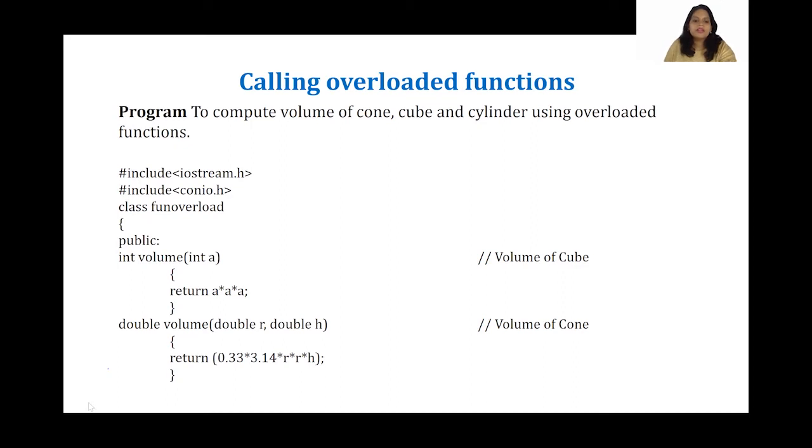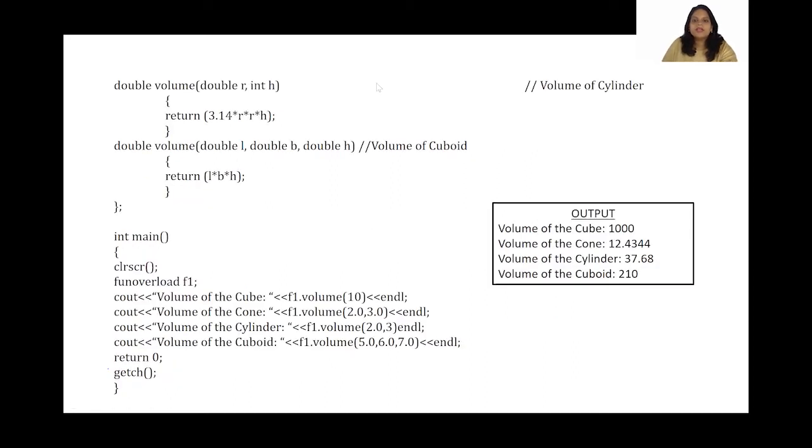Next, the third function which we have is also volume. Here also we are returning a double. Remember, we already have one function which is returning double. Here we have a different combination. Though we have two parameters here, the first parameter is of type double and the second parameter is of type int. Okay, so this also matters.